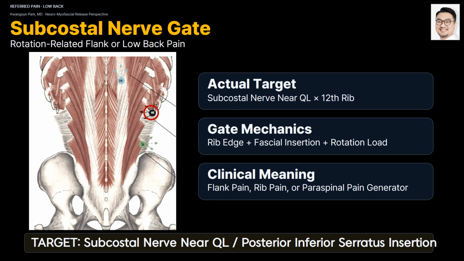One gate is the subcostal nerve. In rotation-related pain beneath the 12th rib, the target is near the quadratus lumborum and posterior inferior serratus insertion. This region can mimic low back pain, rib pain, or lateral trunk pain.